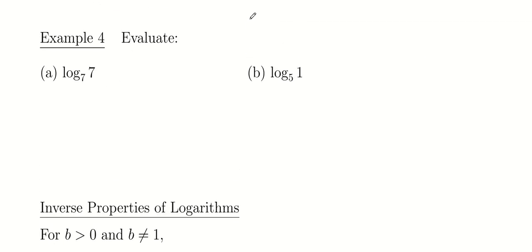From what we just talked about a moment ago, we can now evaluate example 4. Log base 7 of 7, that's simply going to be equal to 1 because 7 to the first power gives us 7. And for part B, log base 5 of 1, log of any base of the value 1 will always produce an exponent of 0. So log base 5 of 1 equals 0.